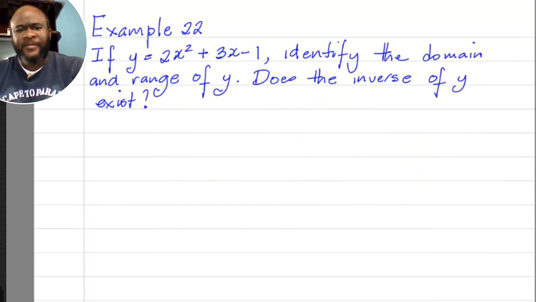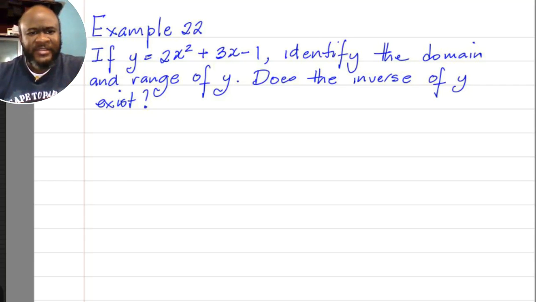All right, example 22. It says if y is equal to 2x squared plus 3x minus 1, identify the domain and range of y. Does the inverse of y exist? All right, first of all, y is a polynomial. And essentially, that means that y is some expression in x where the terms are separated by plus or minus signs. The powers of x are not negative and they're not fractions. So y is a polynomial.